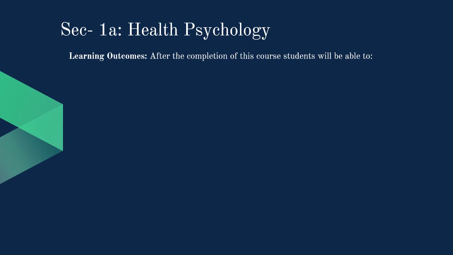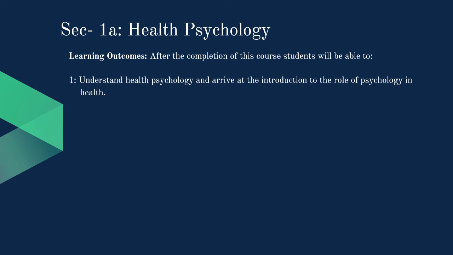So the learning outcomes can be spelled out as follows. After the completion of this course, students will be able to understand health psychology and arrive at the introduction to the role of psychology in health. That is, once you have read this particular paper thoroughly, you will be able to understand what exactly health psychology is and what is the role of psychology in maintaining good health.